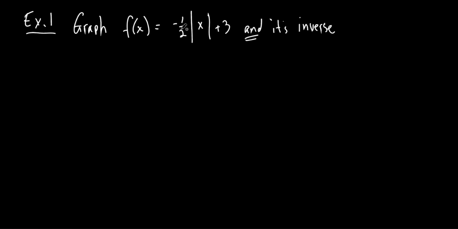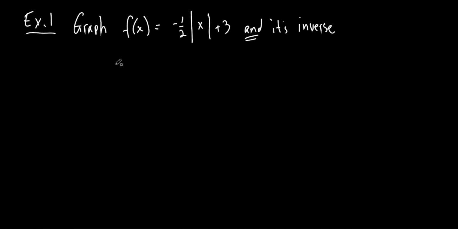What's the 1/2 do to it? Does it make it wider? Does it make it skinnier? You'd think it'd make it skinnier because it's a half, but it doesn't. It makes it wider, okay? And then what does that plus 3 do to it? Moves it up 3, okay? So you could just graph it like that if you wanted to. That's perfectly fine. That's an okay way to do it.